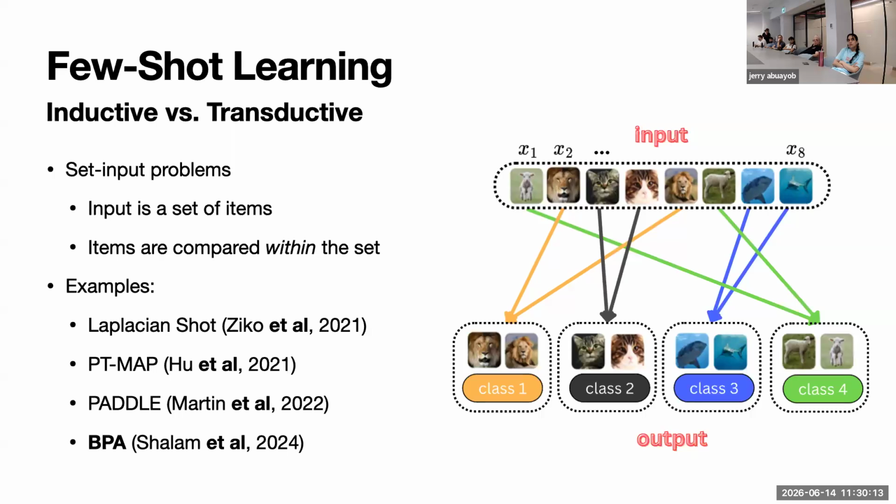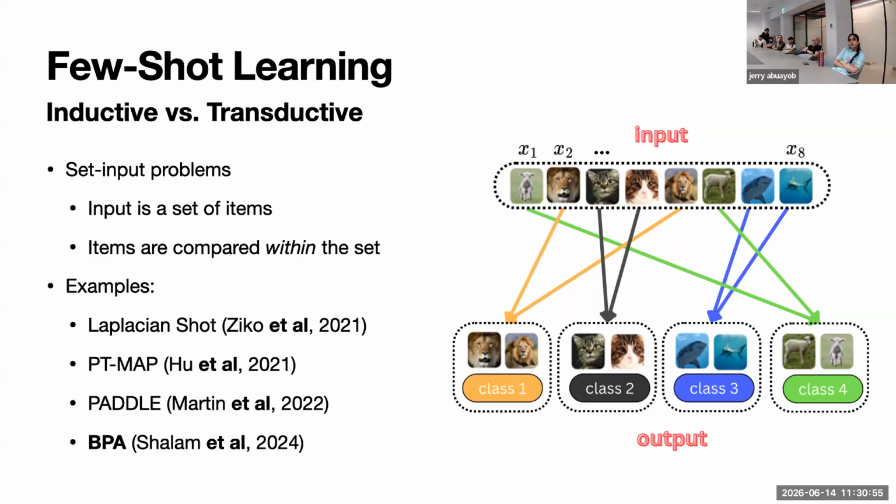Few-shot classification is split into two different families: inductive and transductive. What we tackle over here is the problem of set input problems, where the input is basically a set of items. You can think of a few-shot classification task as the support set and the query set together, so this is a set of items. In set input problems, performance is greatly enhanced if the items are compared within the set together, and you don't treat each one of them independently.